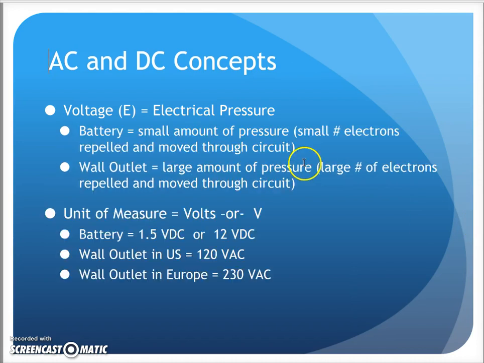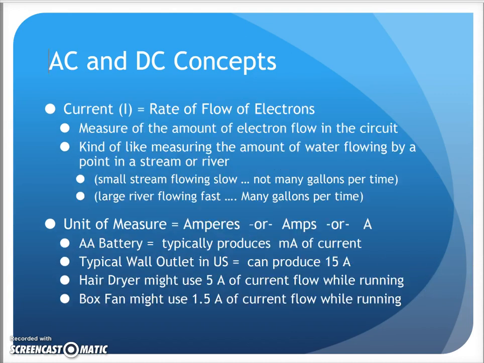So real quickly, a battery is going to produce a small amount of electrical pressure. You're only going to push a handful of electrons, so therefore you're only going to get a little bit of current flow. Meanwhile, your wall outlet is going to have a large pressure up behind it, pushing a lot of electrons, going to have a lot of electron flow. And we measure this in volts. A battery might have 1 or 2 or 10 volts or 12 volts. Meanwhile, your wall outlet is going to have 120 volts. Over in Europe, it's going to have 230 volts. A lot more electrical pressure.